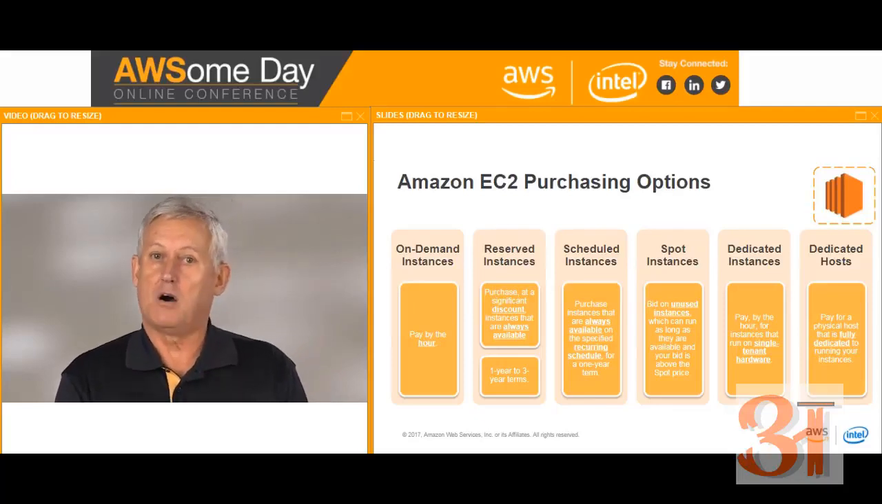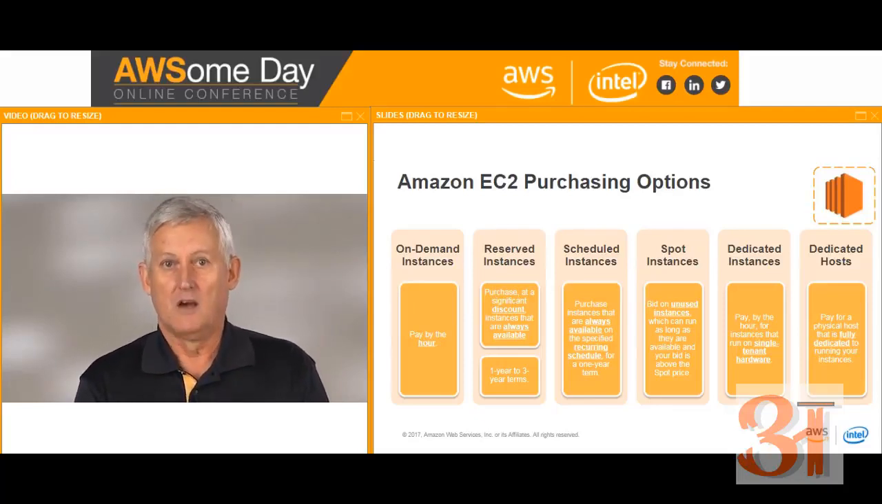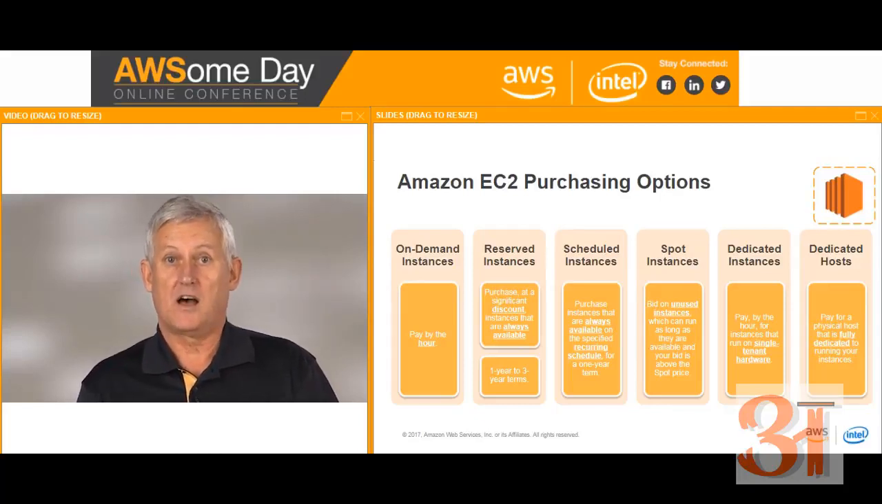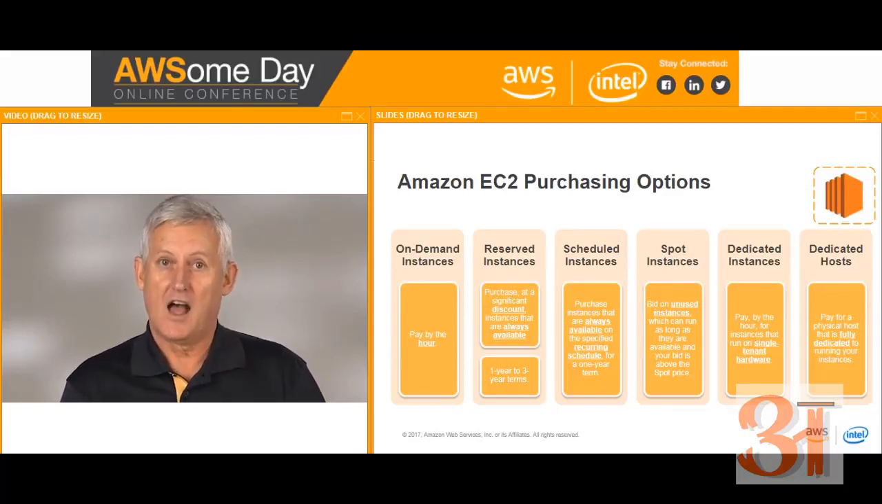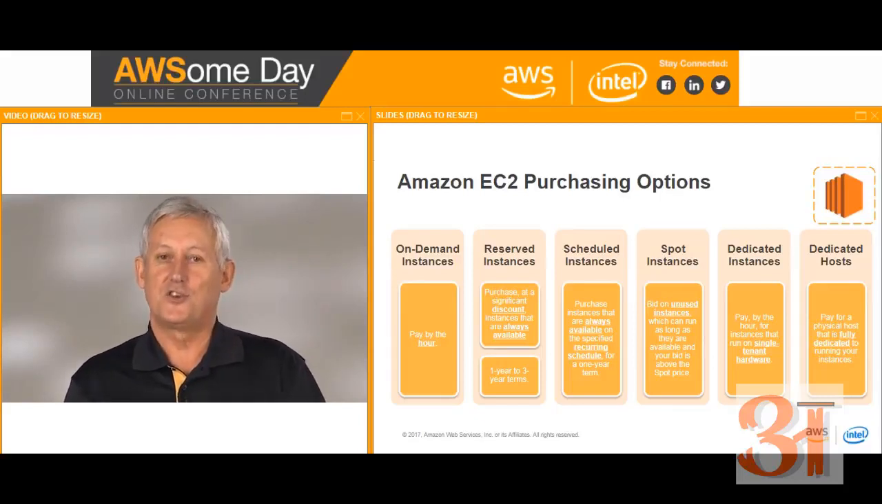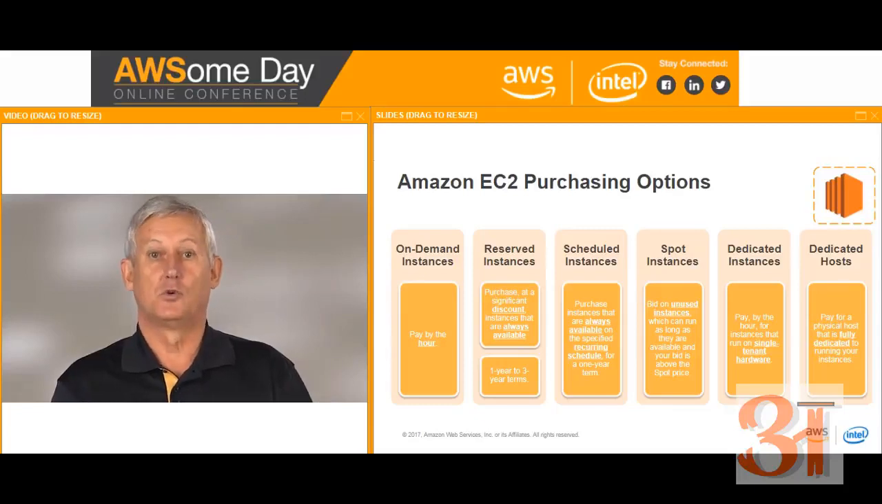AWS provides a number of different payment options for the Amazon EC2 service when you're running EC2 instances. Let's examine these options. On-demand instances are free tier eligible. The AWS free tier is a collection of services that you can use and learn with for your first 12 months for free. Certain capacity and usage limits do apply.